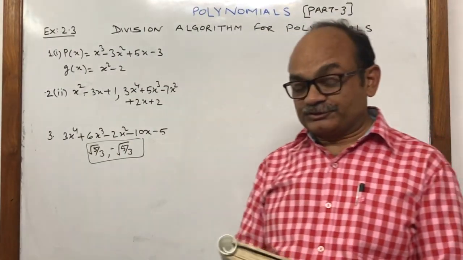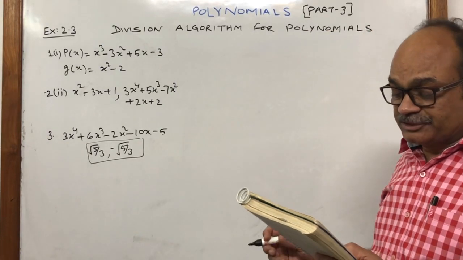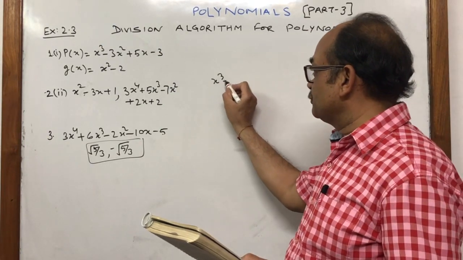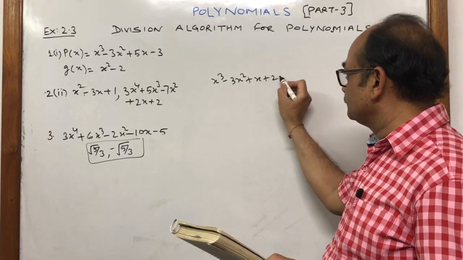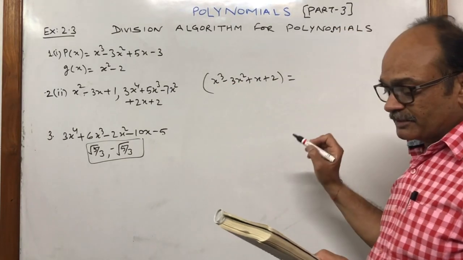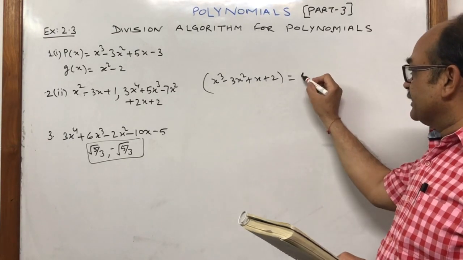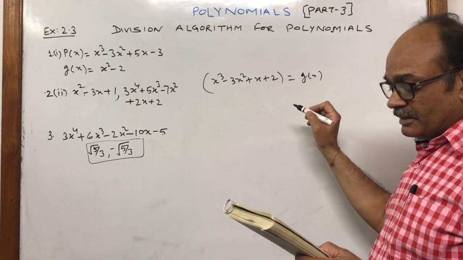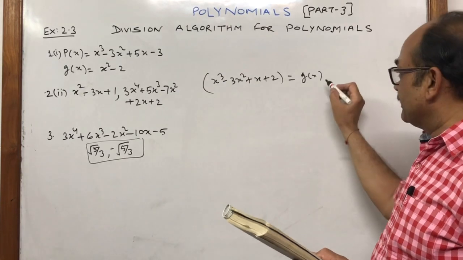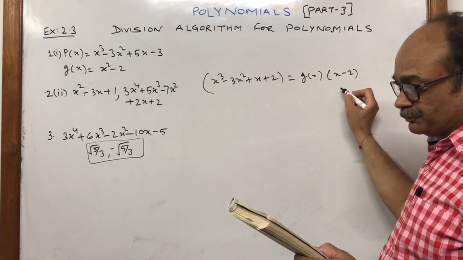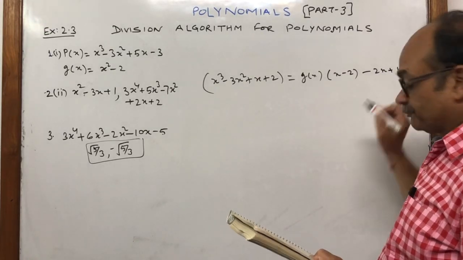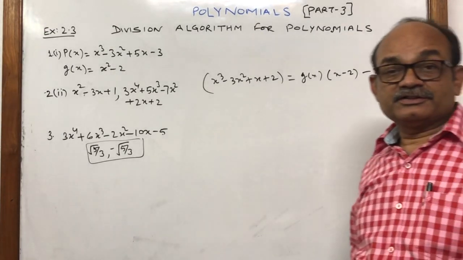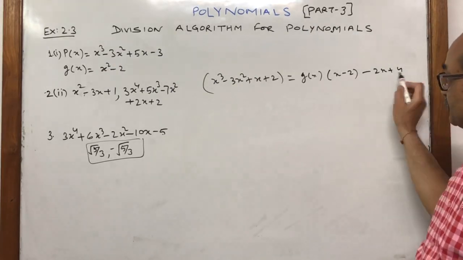The next question is the 4th. On dividing x cube minus 3x square plus x plus 2, this is px, by a polynomial gx, the quotient and the remainder are given. Quotient is x minus 2 and remainder is minus 2x plus 4. Find gx. You know the remainder theorem like this.